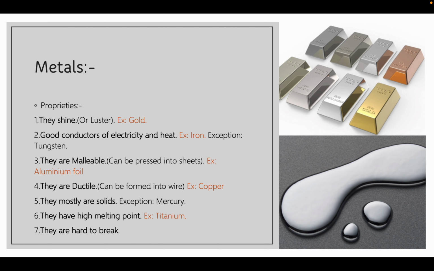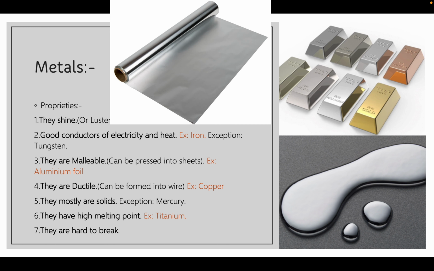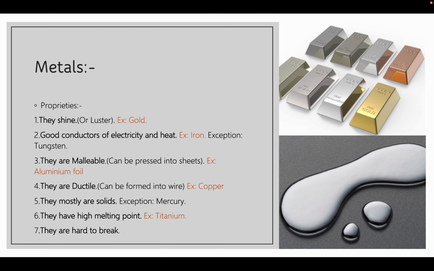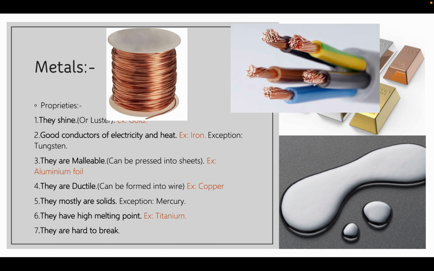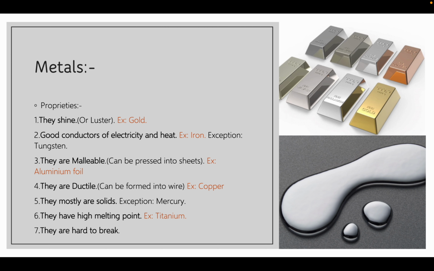Then they are malleable. What is the meaning of malleable? They can be pressed into sheets like aluminum foil, gold foil, silver foil. Then they are ductile, means they can be formed into wires like copper wire, which we use to transmit electricity. Then they mostly are solids at room temperature. Well, there is an exception, that is mercury, which is liquid at room temperature. And they have high melting point. And they are really hard to break.